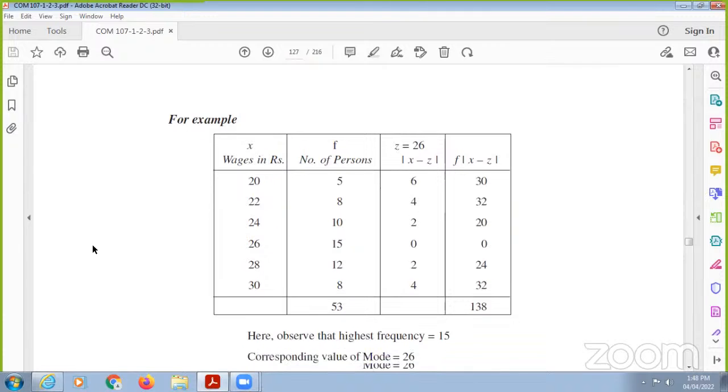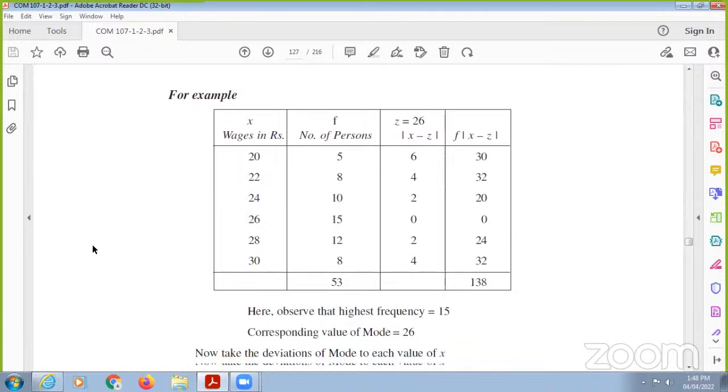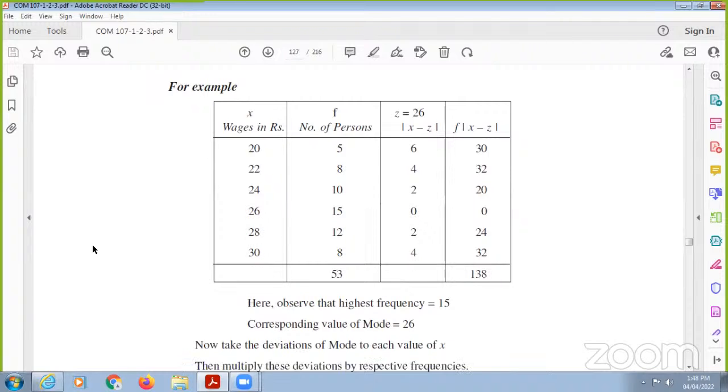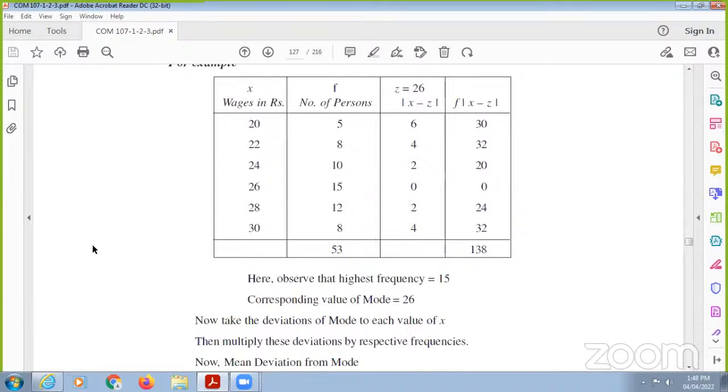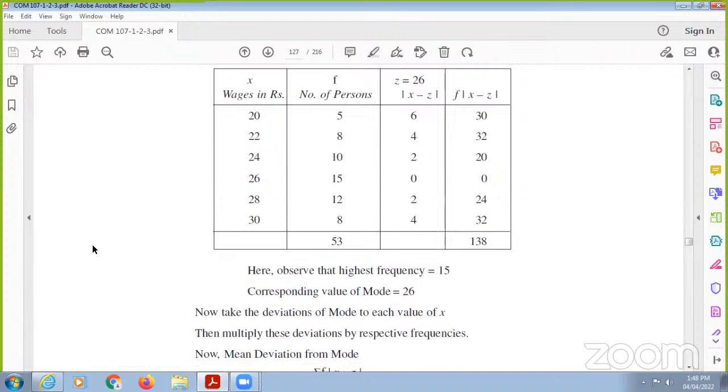Now observe that the highest frequency is 15 here. The number of persons that is highest is 15, and corresponding to it the value of mode is 26. Now take the deviation of mode to each value of x. Then multiply these deviations by the respective frequencies also.